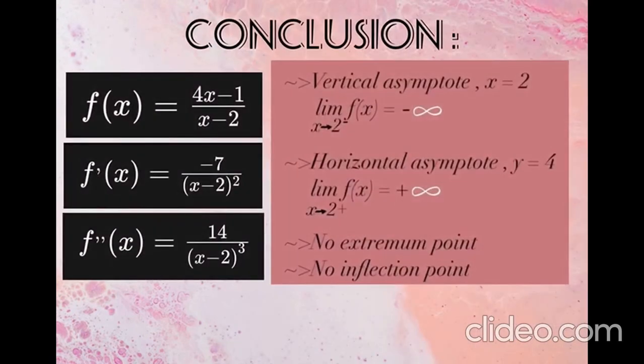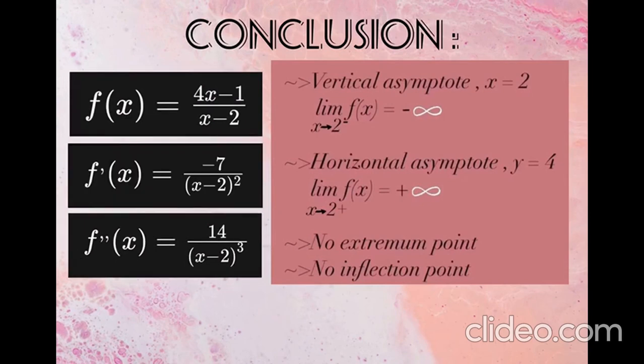In conclusion, we can say that our question has a vertical asymptote x equals 2, horizontal asymptote y equals 4, no extremum point and no inflection point.